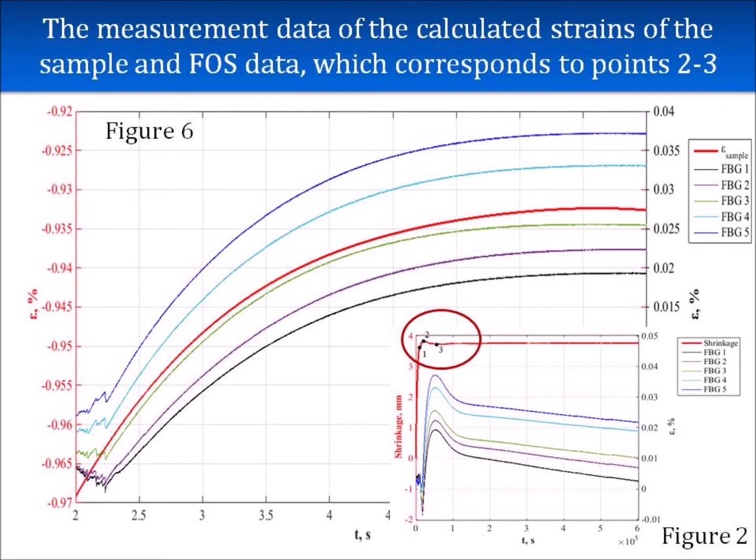The deformation of the sample is also shown in Figure 6, colored as a red line. The data were obtained by dividing the value of the reverse shrinkage, which corresponds to points 2 and 3 in Figure 2, by the length of the sample itself. The fiber optic sensor data, which corresponds to points 2 and 3 in Figure 2, also showed a positive strain increment by an average value of about 0.3%.